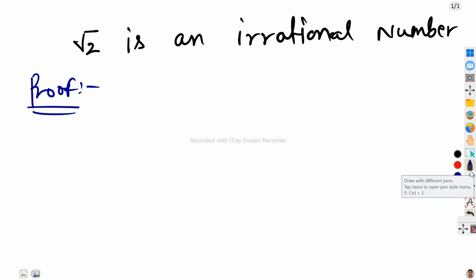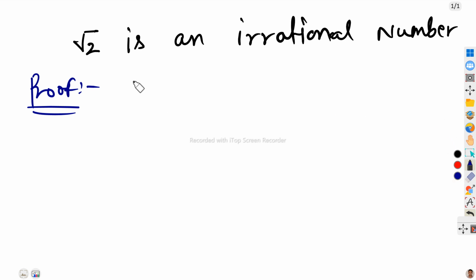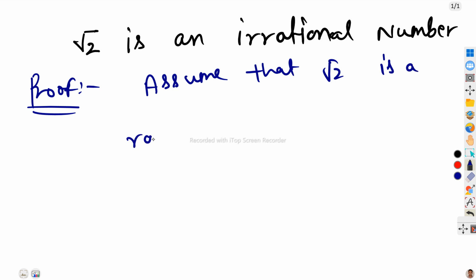We are going to prove that square root 2 is an irrational number. We prove this theorem by the method of contradiction. First of all, we assume that square root 2 is a rational number.